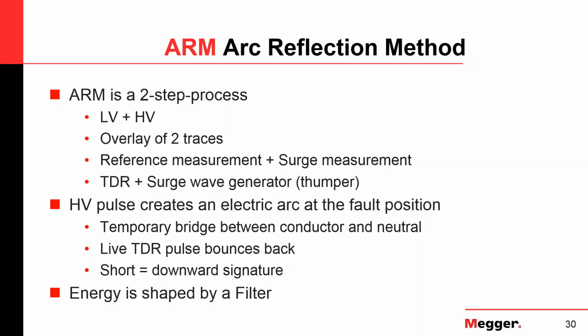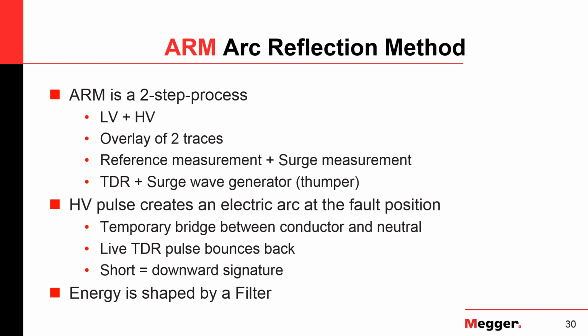The first trace is the low voltage trace purely from the TDR, from the radar, and then you discharge your high voltage source into the cable and you record a measurement of that, and you overlay those two, and the point where the two traces are deviating is the location of your fault.